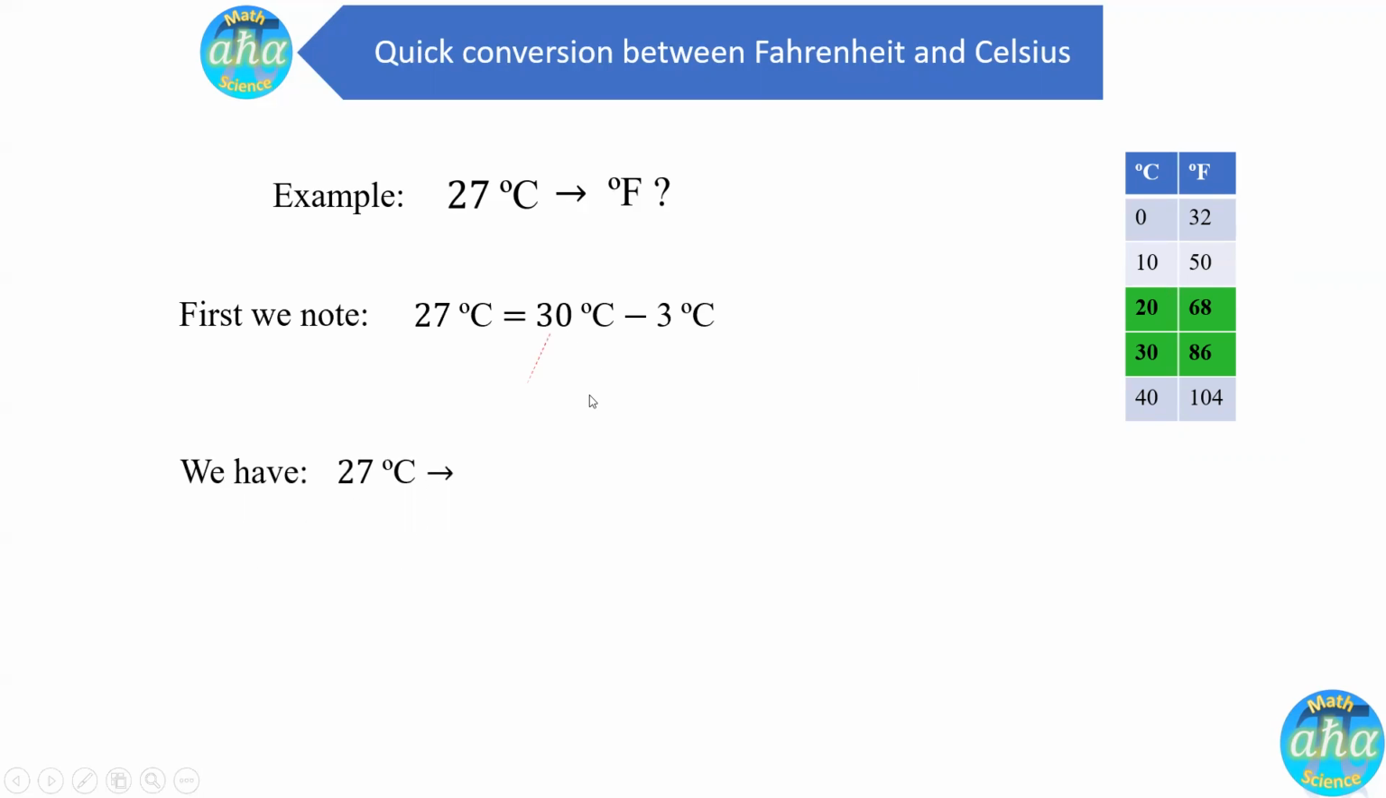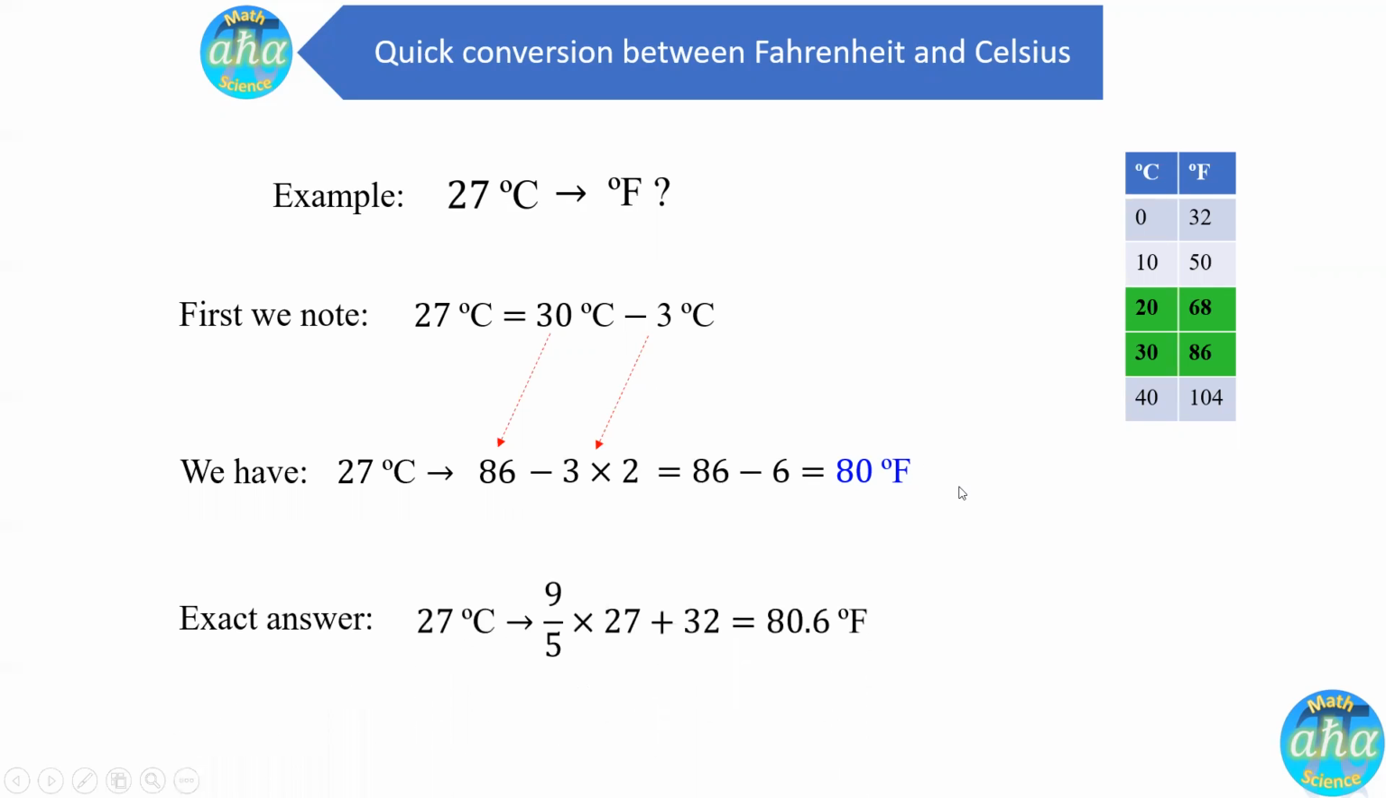So we have 86. Now the 3 degrees C in terms of Fahrenheit, remember this is a change. This is 3 degrees below 30. So you want to use the twice rule. The change in Fahrenheit is twice the change in degrees C. So that gives us 2 times 3, which is 6. So 86 minus 6 is going to be 80 degrees Fahrenheit. So 27 degrees C is equal to 80 degrees Fahrenheit?